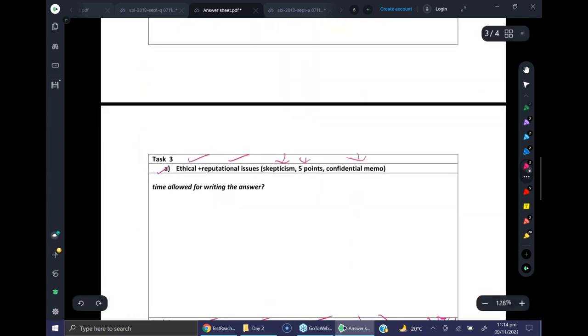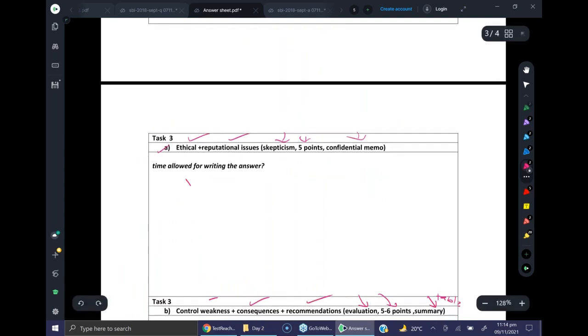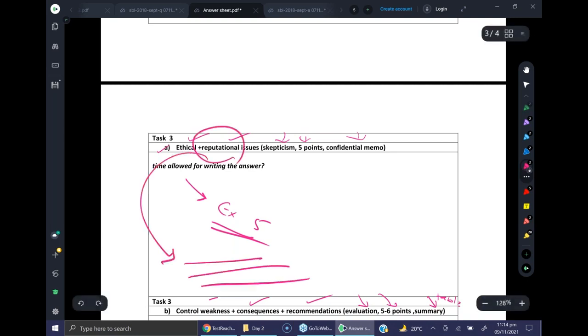Okay, ethical and reputational issues. So again, this was covered in exhibit 5. Very clearly, there were 5 ethical issues, remember? And then do talk about reputational impact at the end in one paragraph, or maybe with every ethical issue you can discuss the impact on reputation. But if you think that the points will be repeated, you can have the reputational discussion at the end, but don't forget about it. Okay.